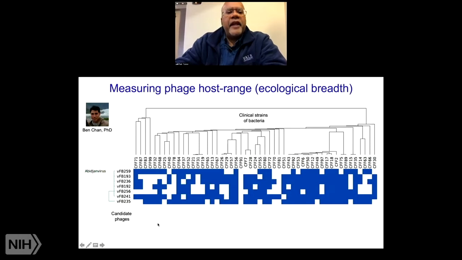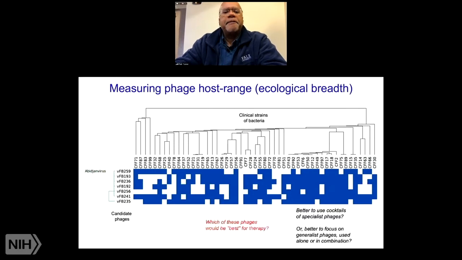So this unpublished data set led by Ben Chan and my group, here we have on the left some candidate phages, and this is a matrix where the dark squares are indicating where that phage on the left is able to infect a clinical strain of Pseudomonas aeruginosa that we obtained from the CF Foundation. And above all of that is a relatedness of these bacteria based on their genomics. So what we try to do is make sense of this matrix in terms of the relatedness of the bacteria. But an immediate thing that you can see is that there's a lot of dark blue in this matrix. There are a lot of phages that are good at infecting multiple strains of bacteria.